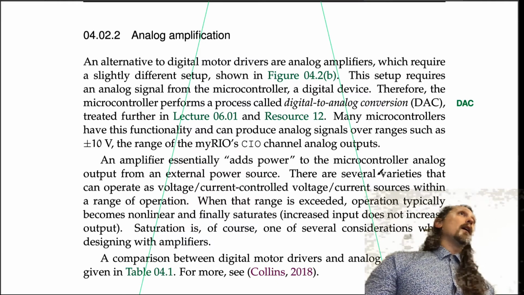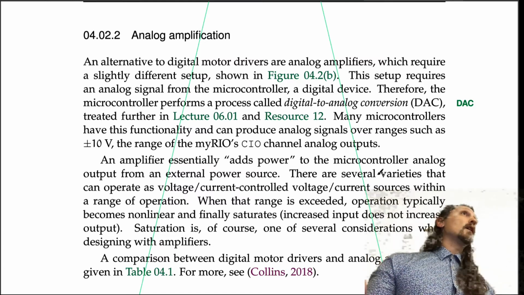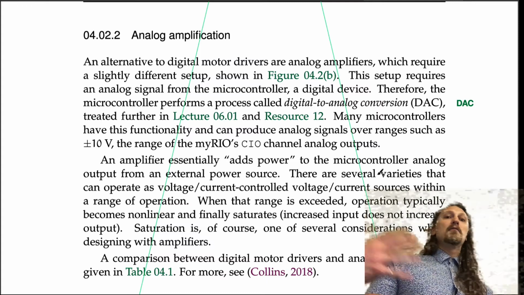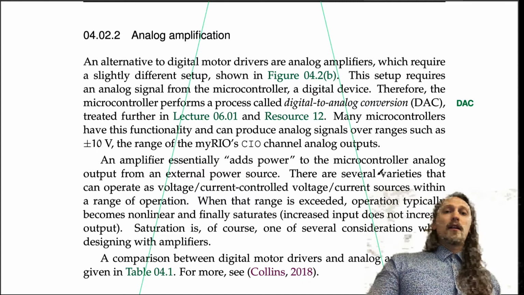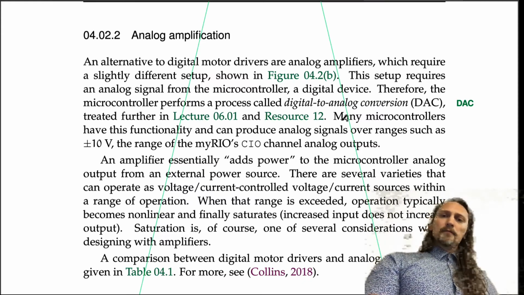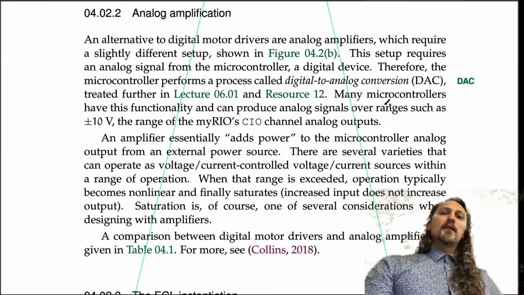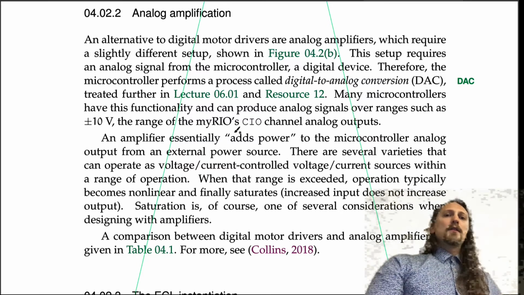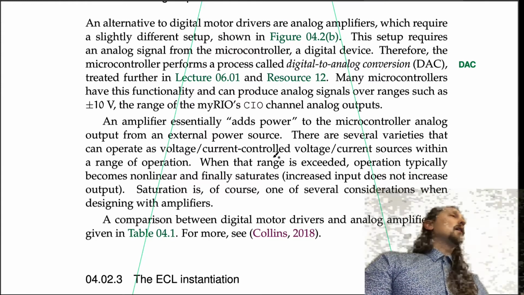We'll talk about how digital to analog conversion works and what its limitations are. But for now, we know that it can produce an analog signal from a digital board, which is great. And resource 12 also talks about that. Many microcontrollers have this functionality and can produce analog signals over ranges such as plus or minus 10 volts, the range of the myRIO's connector C analog outputs.